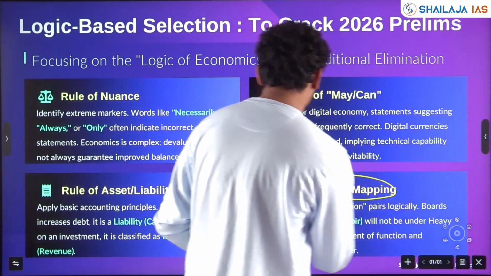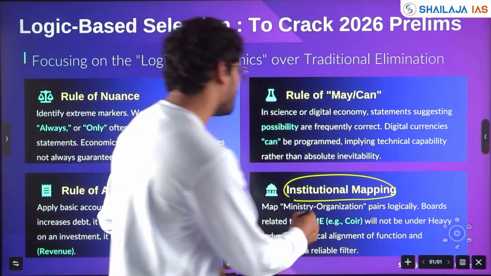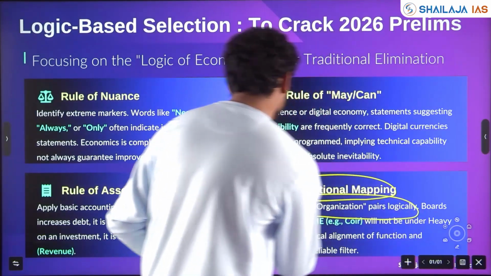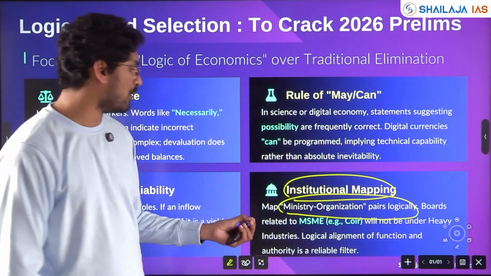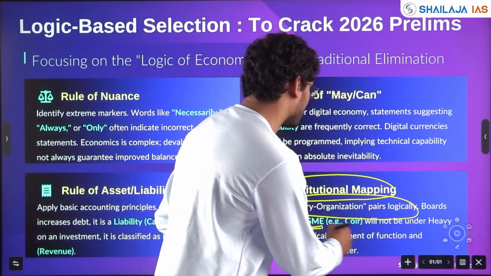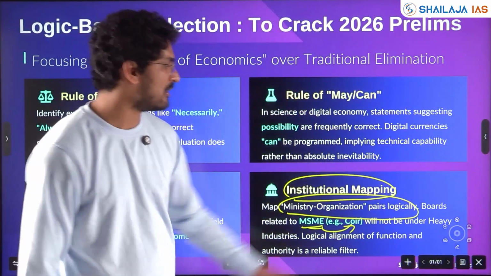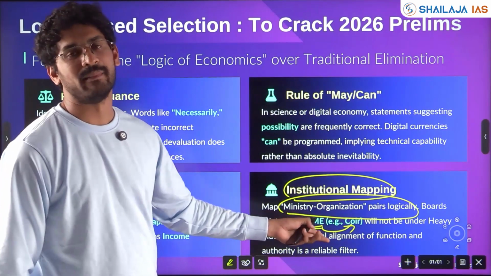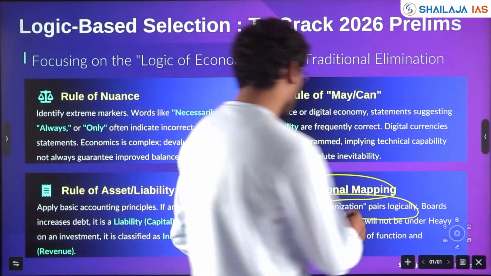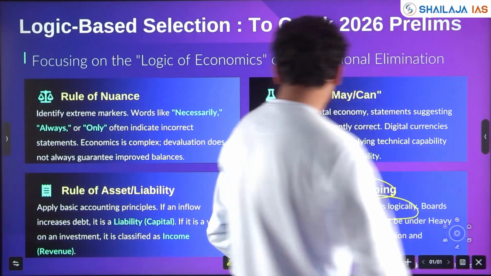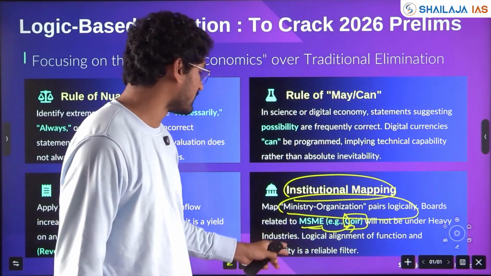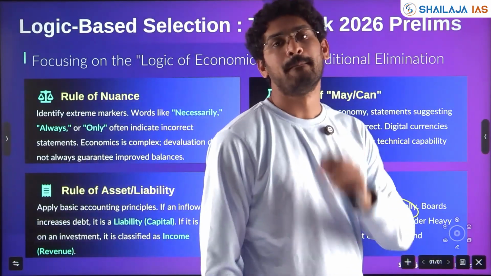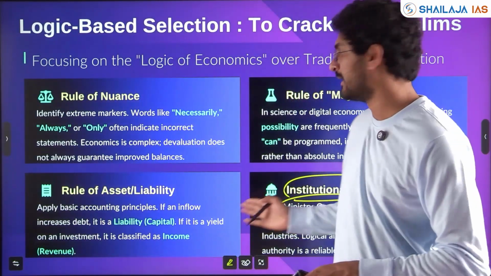Then institutional mapping. Map ministry and organization pairs logically. For example, he has asked about boards related to MSME, for example coir. It will not be under heavy industries; coir was asked last year. It will be under MSME. Logical alignment of function and authority is a must. 1 to 2 questions will come in this.